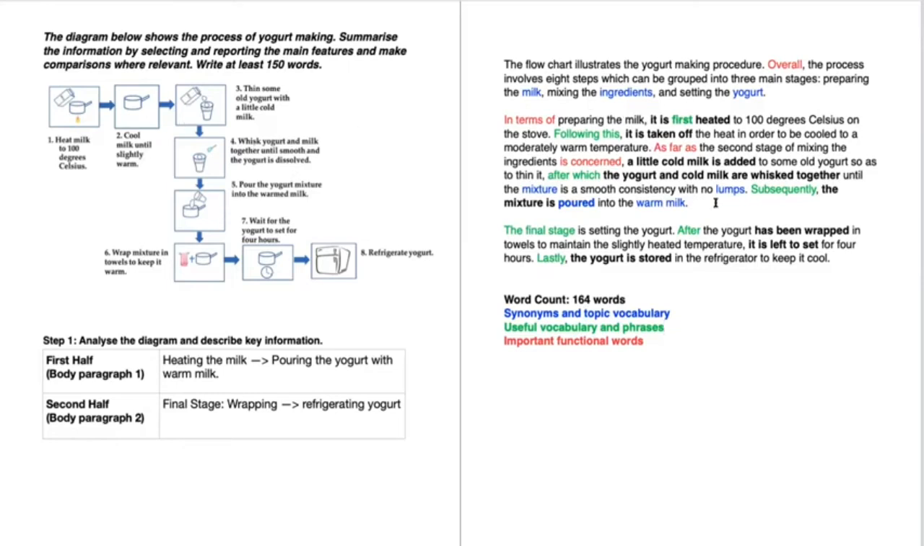And lastly, I just want to show you the bolded phrases here. These are all of the passives. So it is heated, it is taken off, little cold milk is added, the yogurt and cold milk are whisked together, the mixture is poured. Remember, we don't know who is doing this, it is not important, but notice how much passive is in this essay. Lastly here, we do have a present perfect, which is nice.